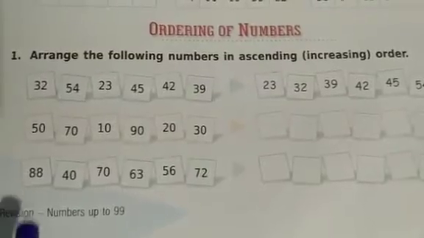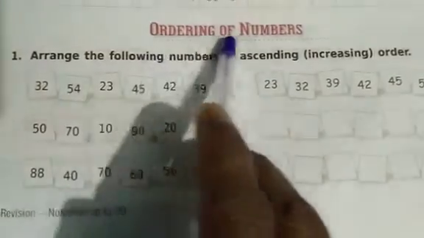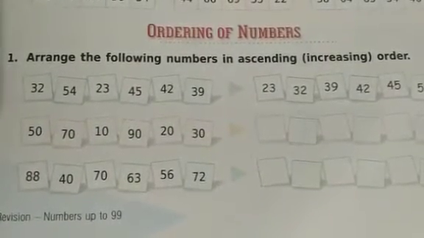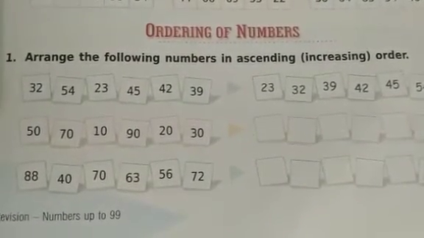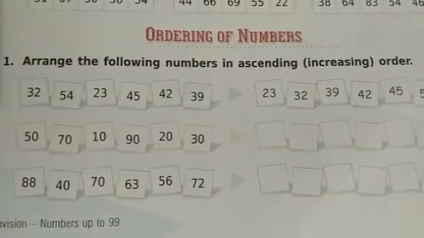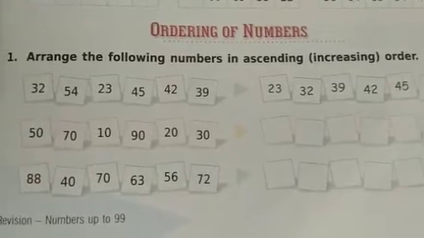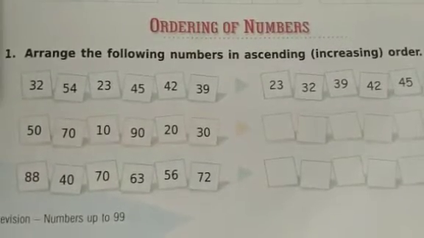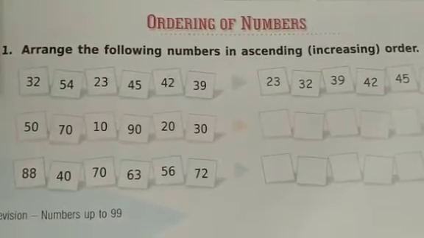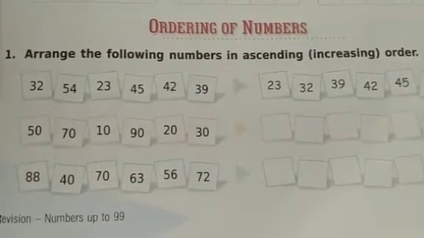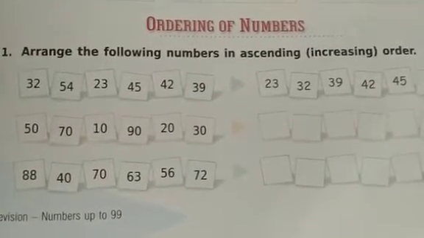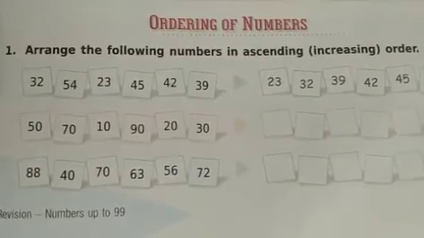Now we will discuss the next topic, ordering of numbers. Ordering of numbers means we will arrange the numbers, we will give an order to the numbers, in ascending or descending order. Ascending means when you arrange the numbers from the smallest to the greatest, and descending means when the numbers are arranged from the greatest to the smallest. Now I am giving some examples to explain the orders.